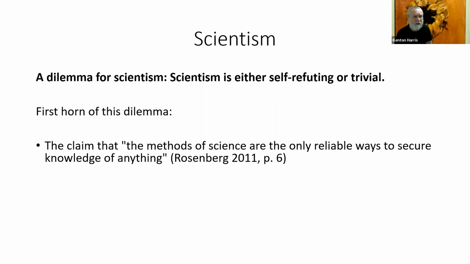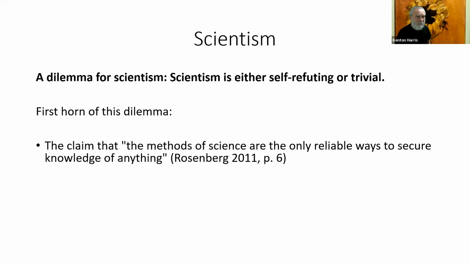So the first horn of the dilemma can be understood by looking at this quote from a scientist named Rosenberg, who was defending scientism, was saying that the methods of science are the only reliable ways to secure knowledge of anything. Now, if what Rosenberg is saying is true, if the methods of science are the only way to secure reliable knowledge of anything, well, then the domain of inquiry, the domain of knowledge, is the domain of science, right? Because you can only use science to gain objective knowledge. And if you can't use science to gain that knowledge, then it doesn't exist. You can't get it at all, right? This seems to be what scientism is claiming. This is what Rosenberg is claiming in this quote.